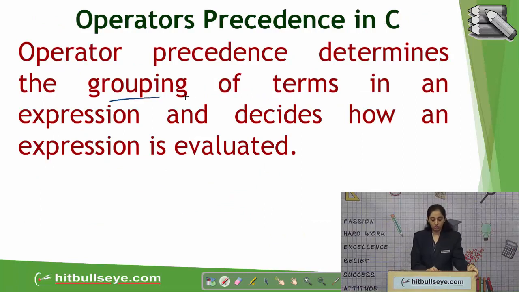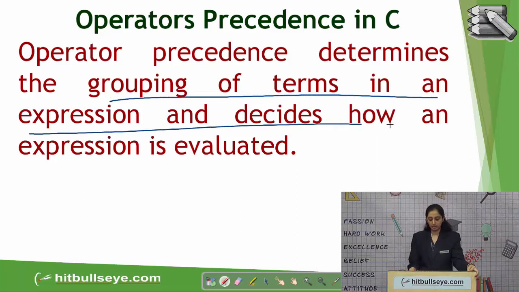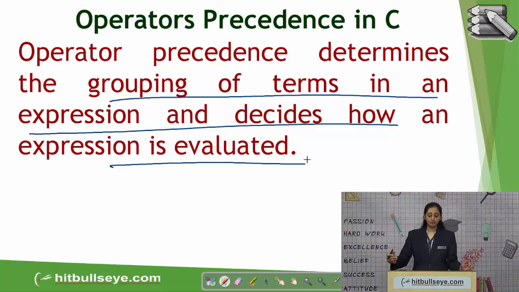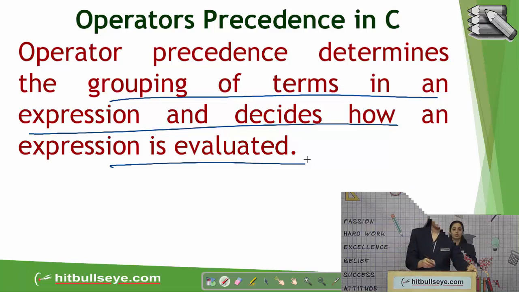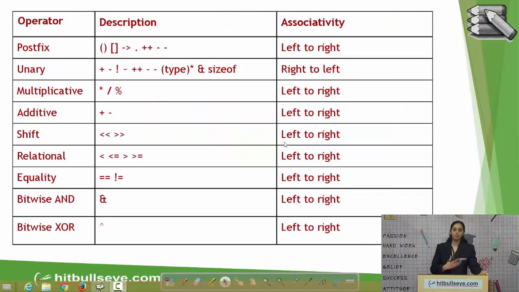It determines the grouping of terms in an expression and decides how an expression is evaluated. Basically it decides the priority of that operator in a particular expression we have used in a program, and in which manner the operators will be executed. The table shows a list of operators with their priorities and their associativity. There are postfix operators with associativity from left to right.